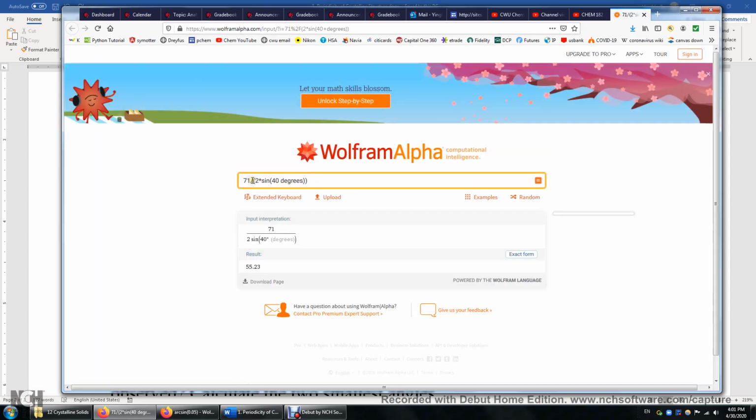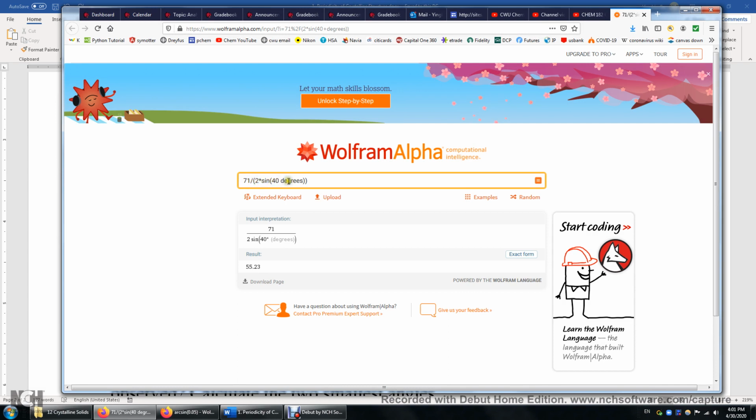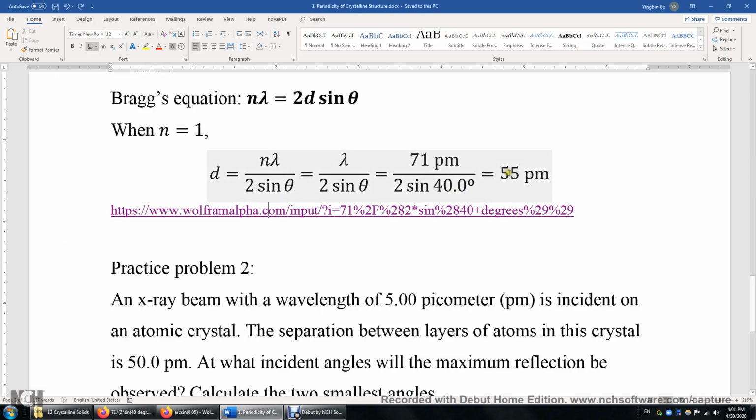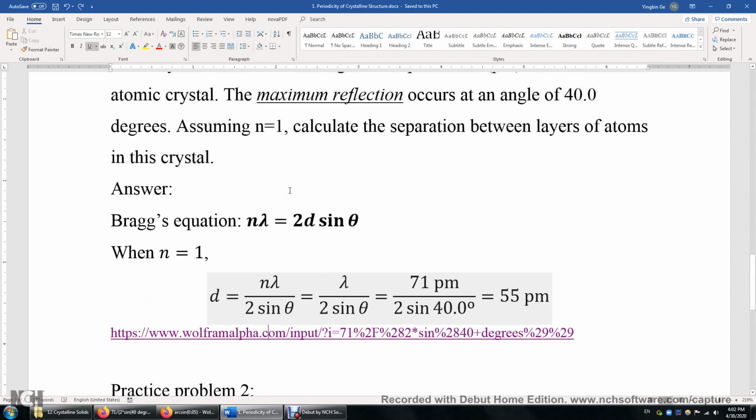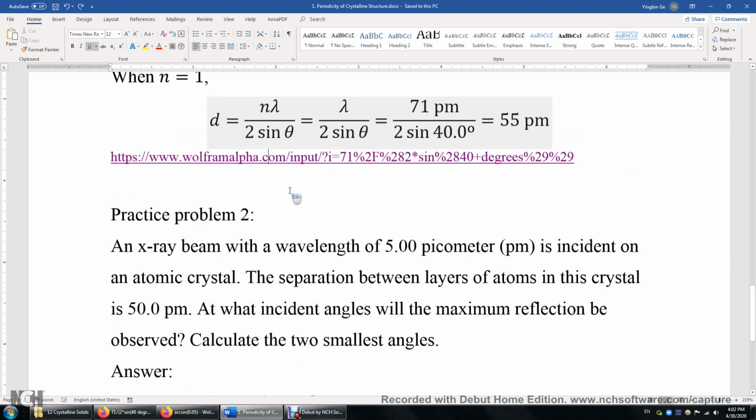I typed 71 divided by 2 times sine 40 degrees. Make sure you use the left and right parentheses here, to ensure this 2 and this sine 40 degrees both appear on the bottom. So 71 over 2 sine 40 degrees. The result is 55. This 71 is in picometer, therefore 55 is in picometer. So I got the answer here, 55 picometers. Done. Now let's look at practice problem 2.